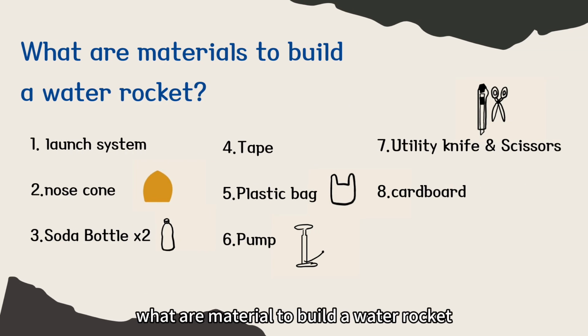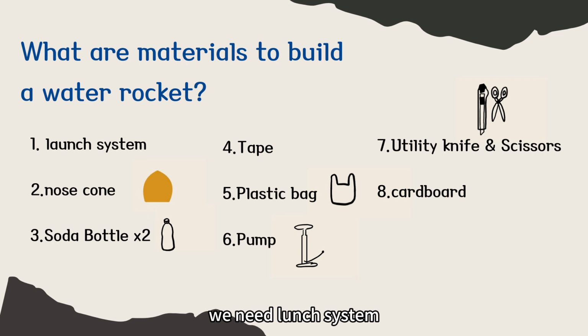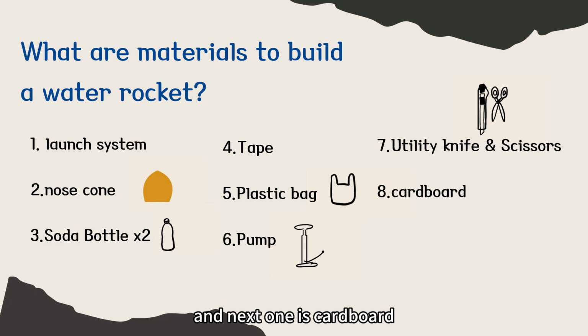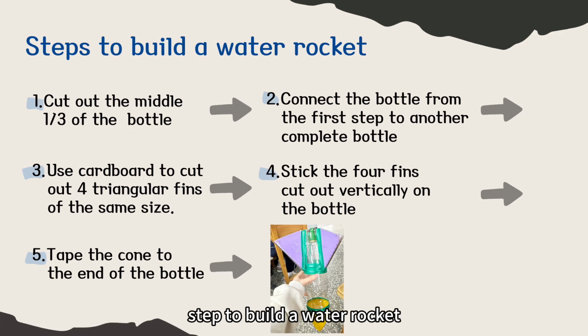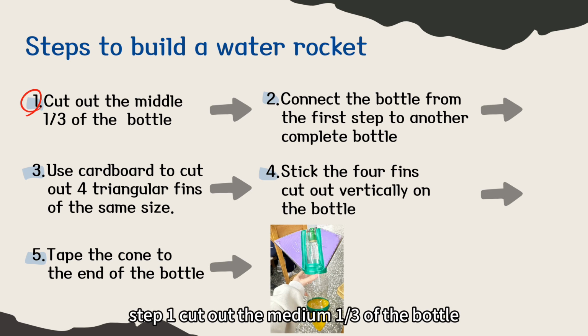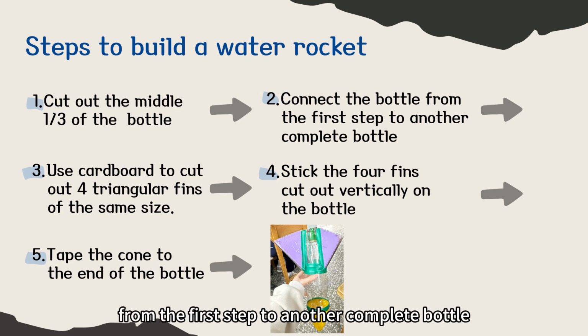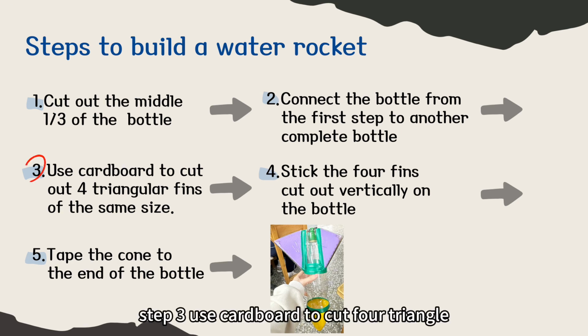What are the materials to build a water rocket? We need a launch system, nose cone, 2 soda bottles, tape, plastic bag, pump, utility knife and scissors. And next one is cardboard. Steps to build a water rocket. Step 1. Cut out the middle 1/3 of the bottle. Step 2. Connect the bottle from the first step to another complete bottle. Step 3.